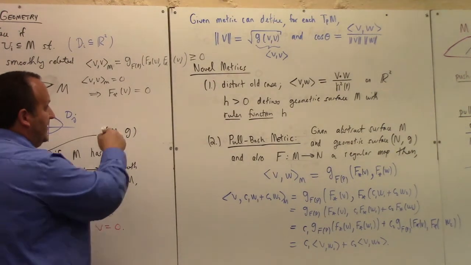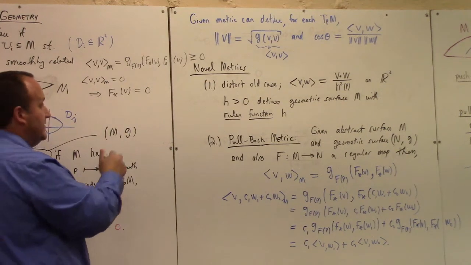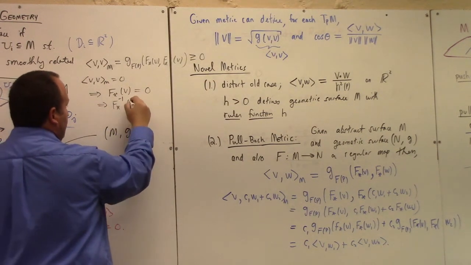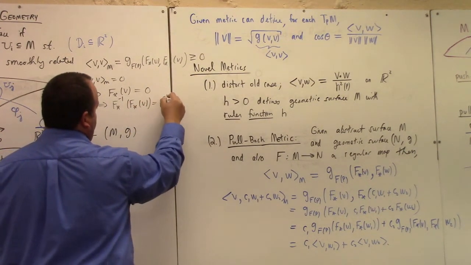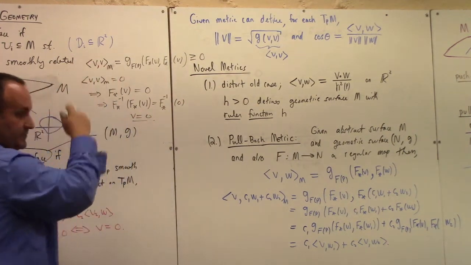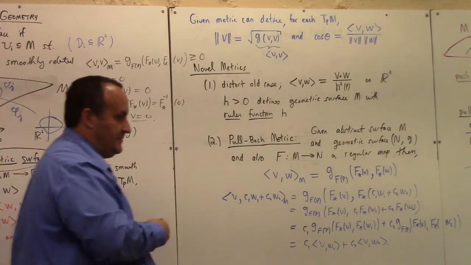Well, if F star is invertible, that means the only thing that goes to 0 is 0. So F star inverse exists. So that's V equal to 0. Hooray, it's the regularity condition that gives us that. So that's all I'm trying to get at here.